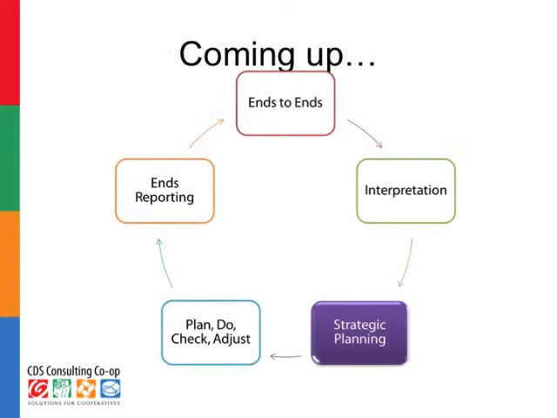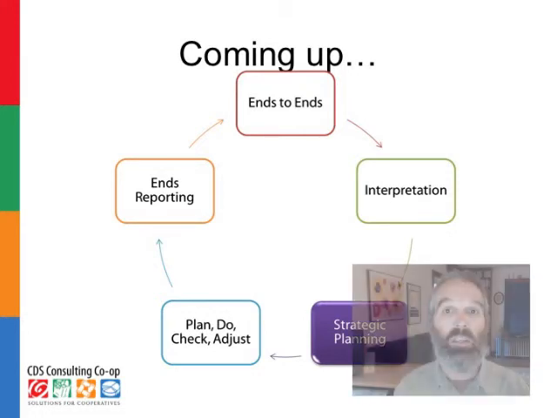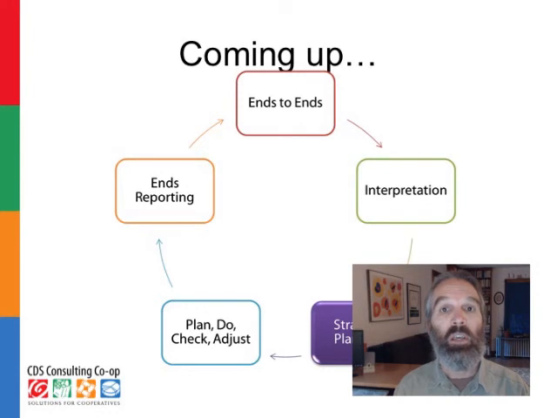In the next chapter, we're going to look a bit at how the ends policy, the interpretation of that policy, and the creation of the operational definitions then lead to the next stages of strategic planning, all that great work that goes into how we make sure that we're getting where we say we want to go. So stay tuned for that. It's bound to be interesting.